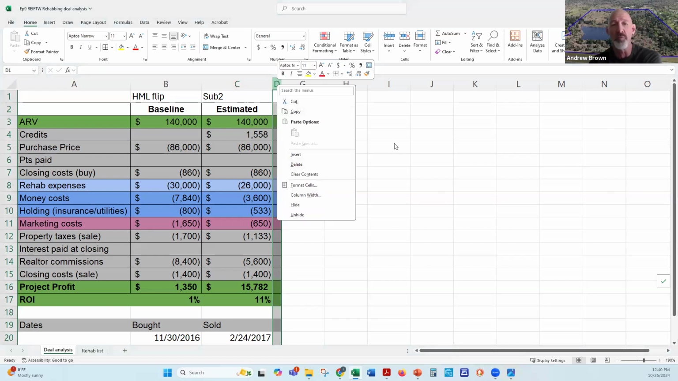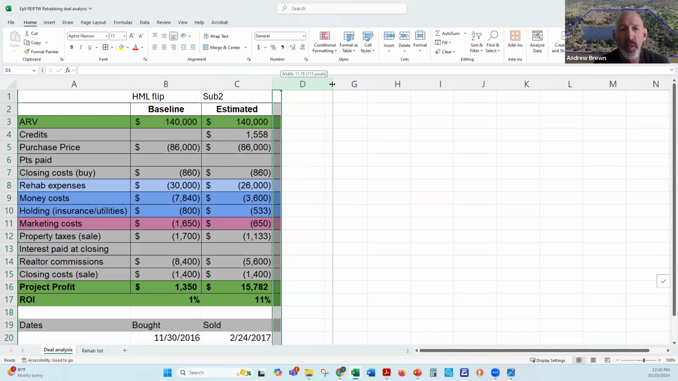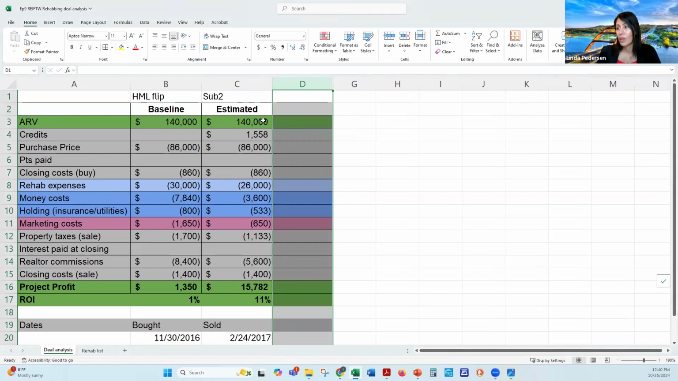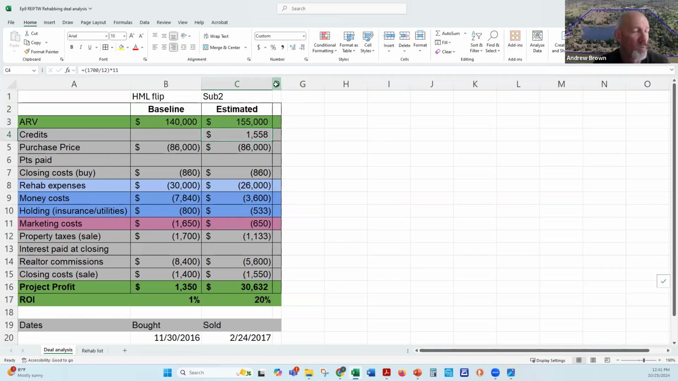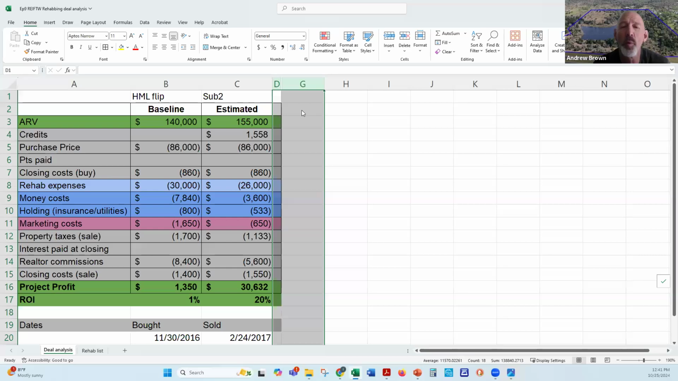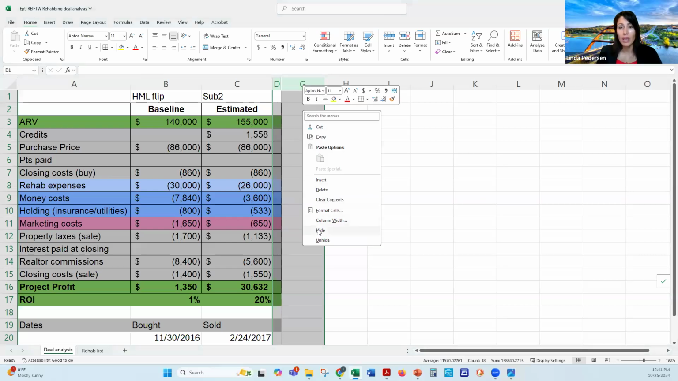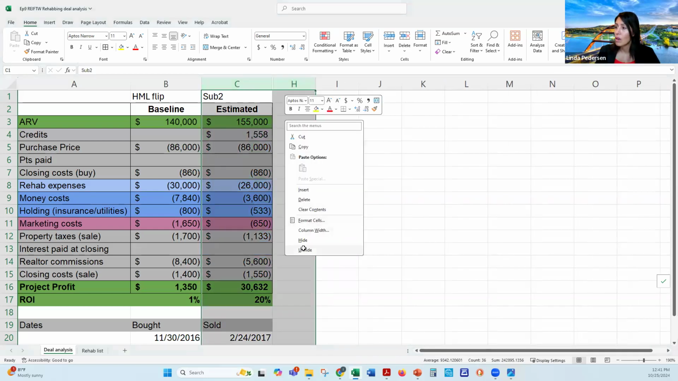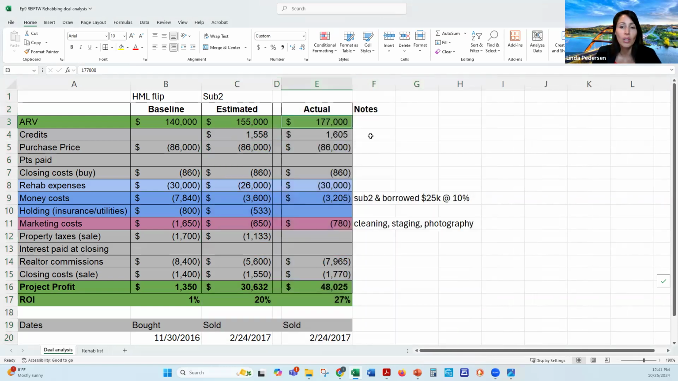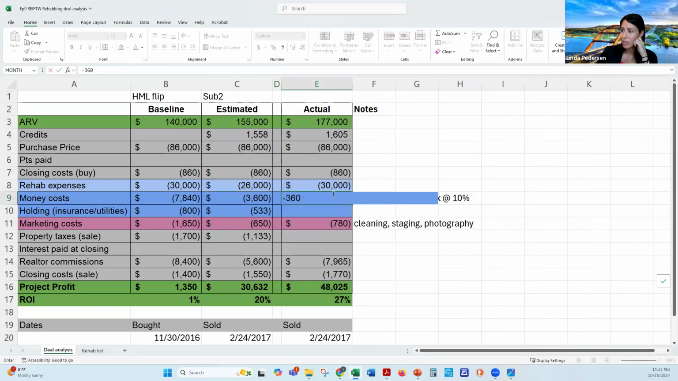Now, the clincher is where we finally ended up at. And I guess we can do that in this column, sweetie. I'm going to put the final. So this was now 155, right? It was at 140. Well, after we bought it, we estimated that the ARV was 155. What I had was that we actually sold it for 177. And then this puts in the extra money, right? So this was 3,600.